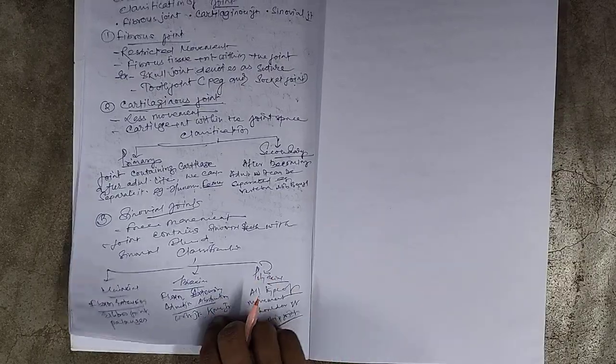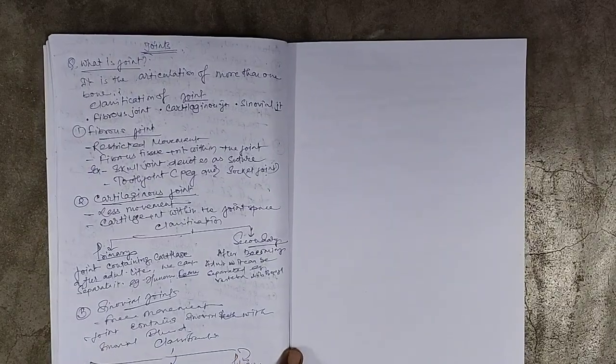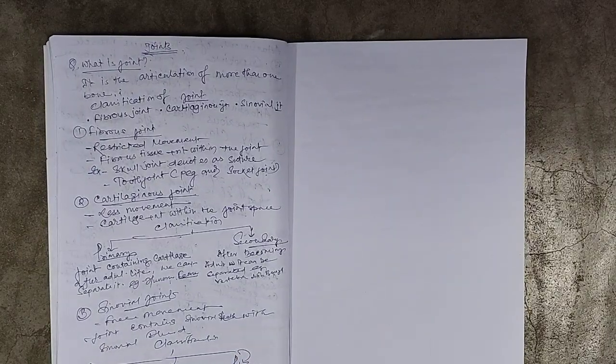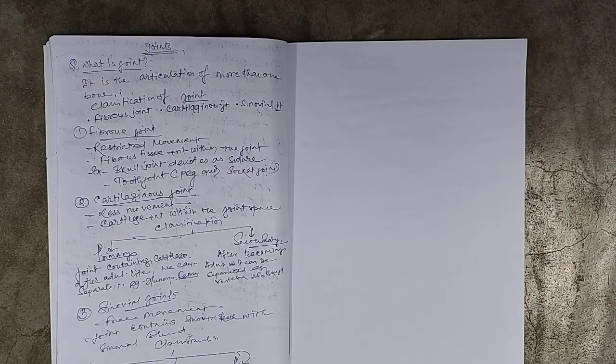So today, what we have discussed: at first we discussed the joint definition. It is the articulation of more than one bone, and it is classified into three types of joint mainly: fibrous joint, cartilaginous joint, and synovial joint. In the case of a fibrous joint, it has restricted movement and fibrous tissue present within the joint. Examples are the skull joint, denoted as suture, then the tooth joint, the peg and socket joint. Then comes the cartilaginous joint, which has less movement and cartilage present within the joint space, and it has classification: one is primary, one is secondary.